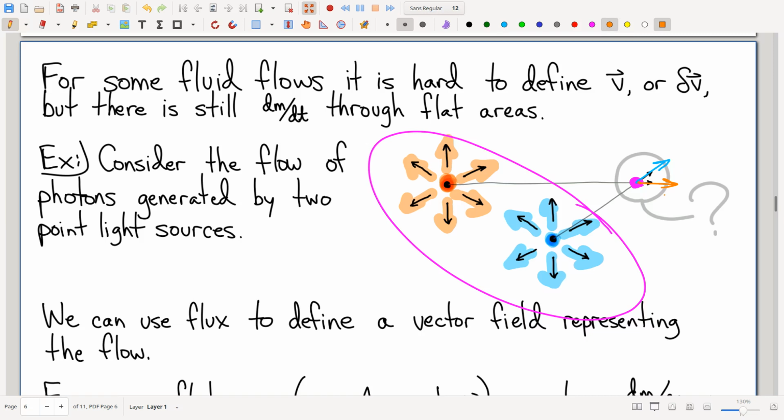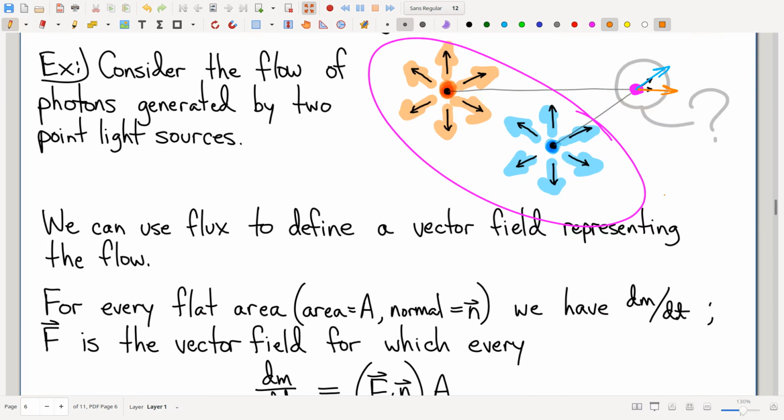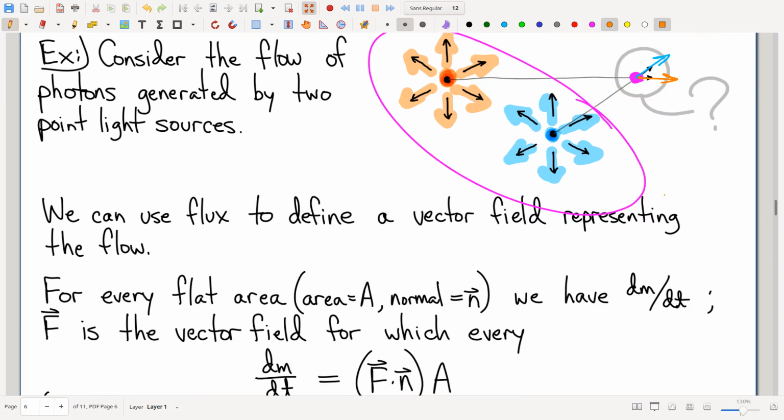Water cannot do this. That's not how water works. At a sufficiently small scale, all the molecules of water are moving together. Likewise, air cannot do this, but photons can. Photons can pass right through each other. So I can't talk about the velocity here. The neat trick that I want to point out is that you can still use a vector field to represent this kind of fluid flow.